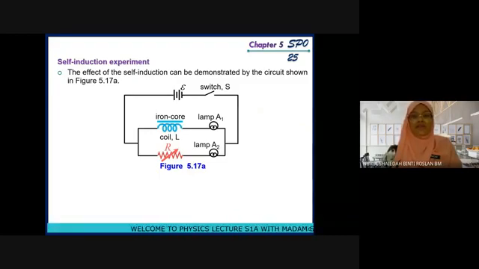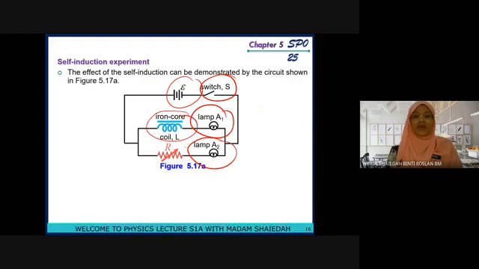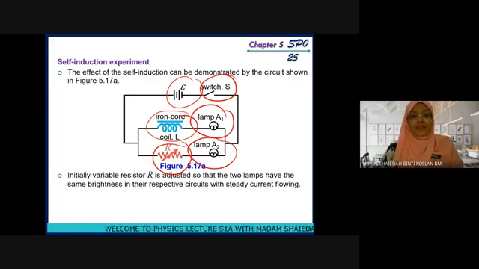So if you have here, we have EMF, we have switch, we have lamp A1, lamp A2, one is the iron core, one is resistor. Okay, so dia dalam bentuk parallel lah yang itu. So initially variable R is adjusted so the two lamps have the same brightness. So dua-dua have the same brightness lah. So lamp 1 and lamp 2 have the same brightness.